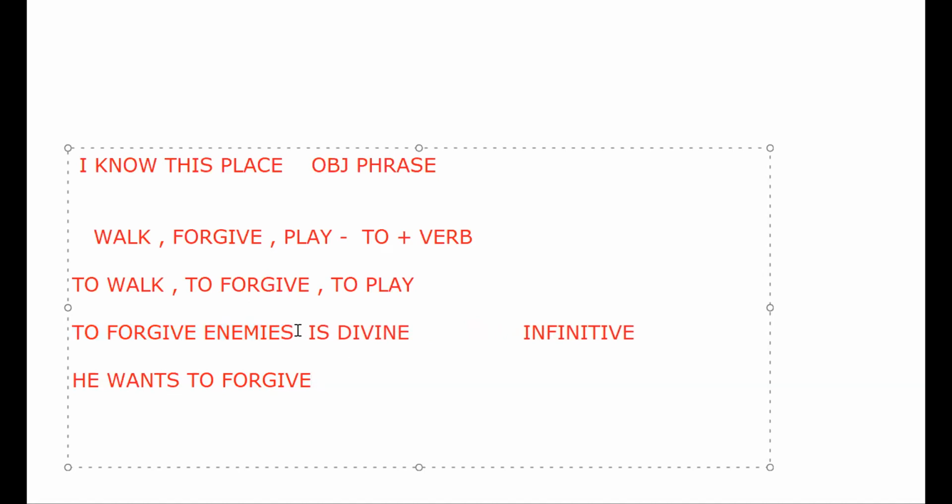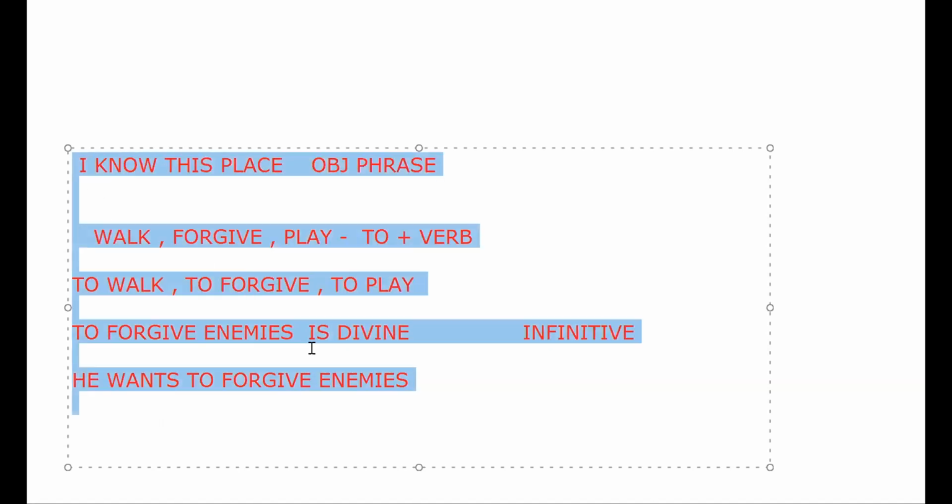When I ask you, then what about this enemies? Sir, enemies is the object of the infinitive. The whole package is an infinitive phrase. Object can be a verb's object, object can be a gerund's object, object can be an infinitive's object. Okay. He wants to forgive enemies. He wants what? To forgive enemies. Okay. Infinitive phrase.